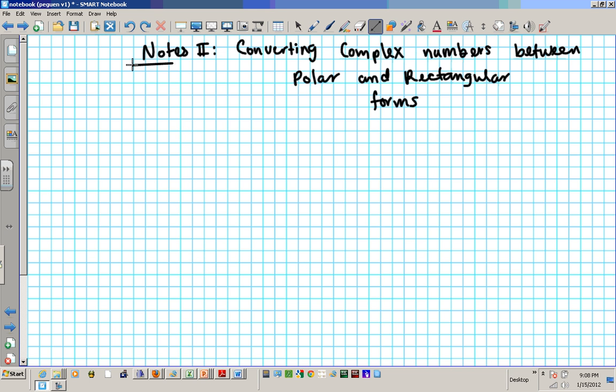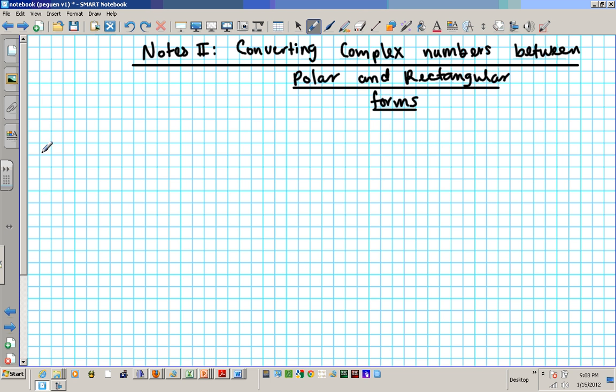First thing we're going to do, let's do the more challenging one first. We're going to do conversion from rectangular to polar. All right. So write this down. Example 1. Convert 4 minus 4 root 3i into polar form.